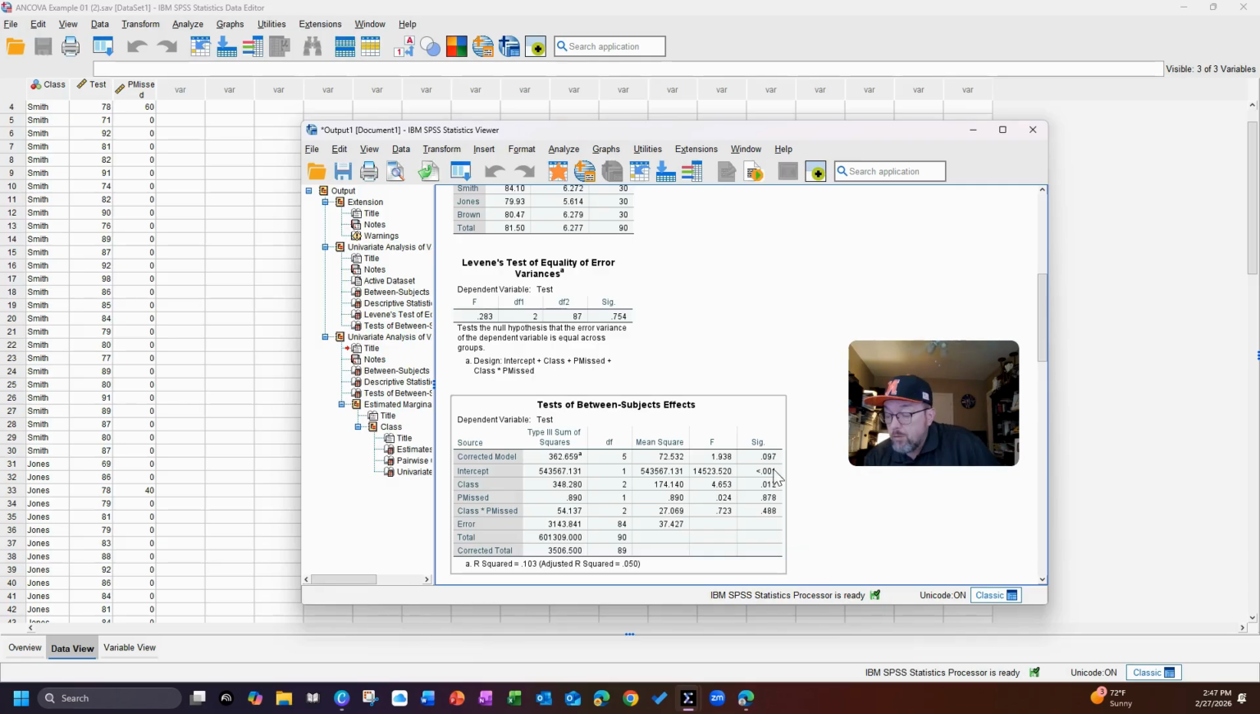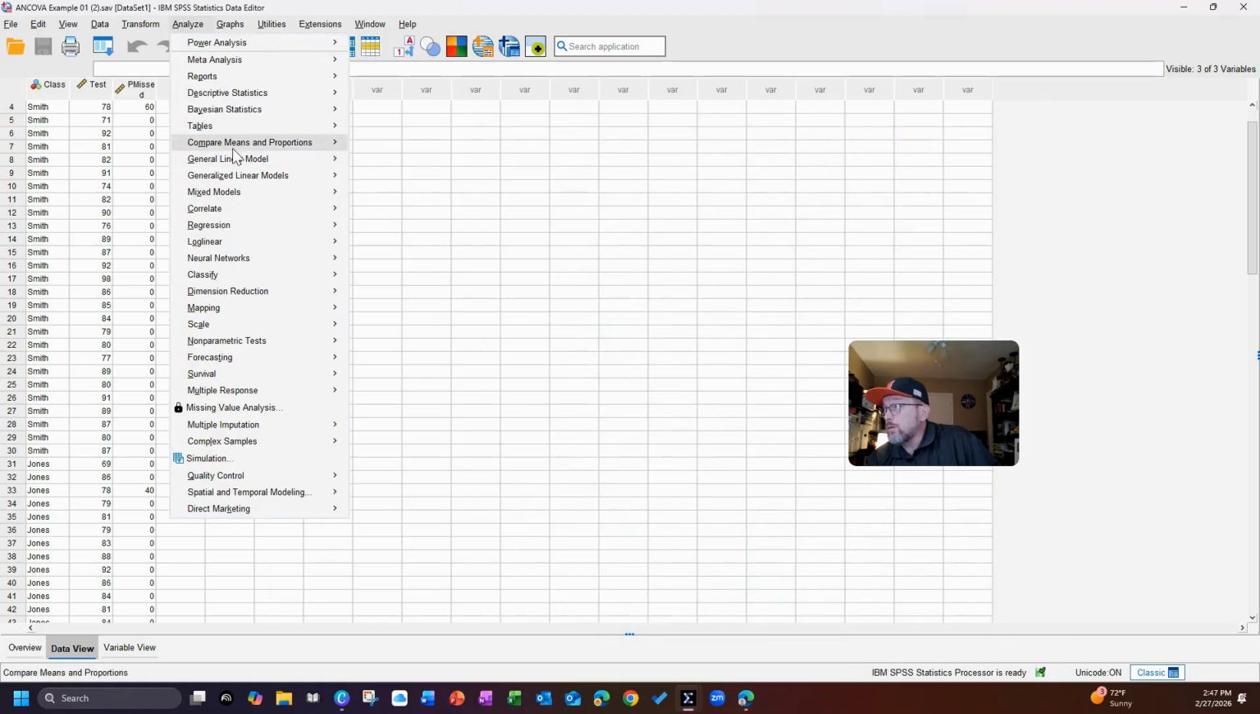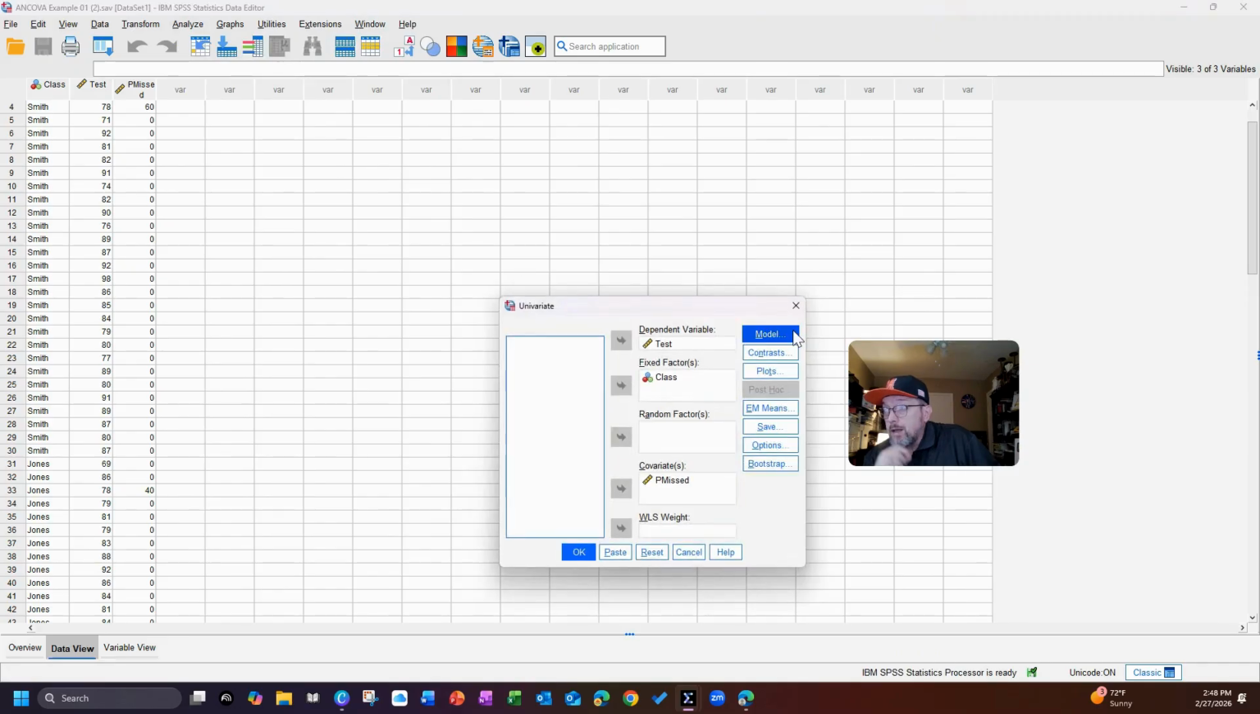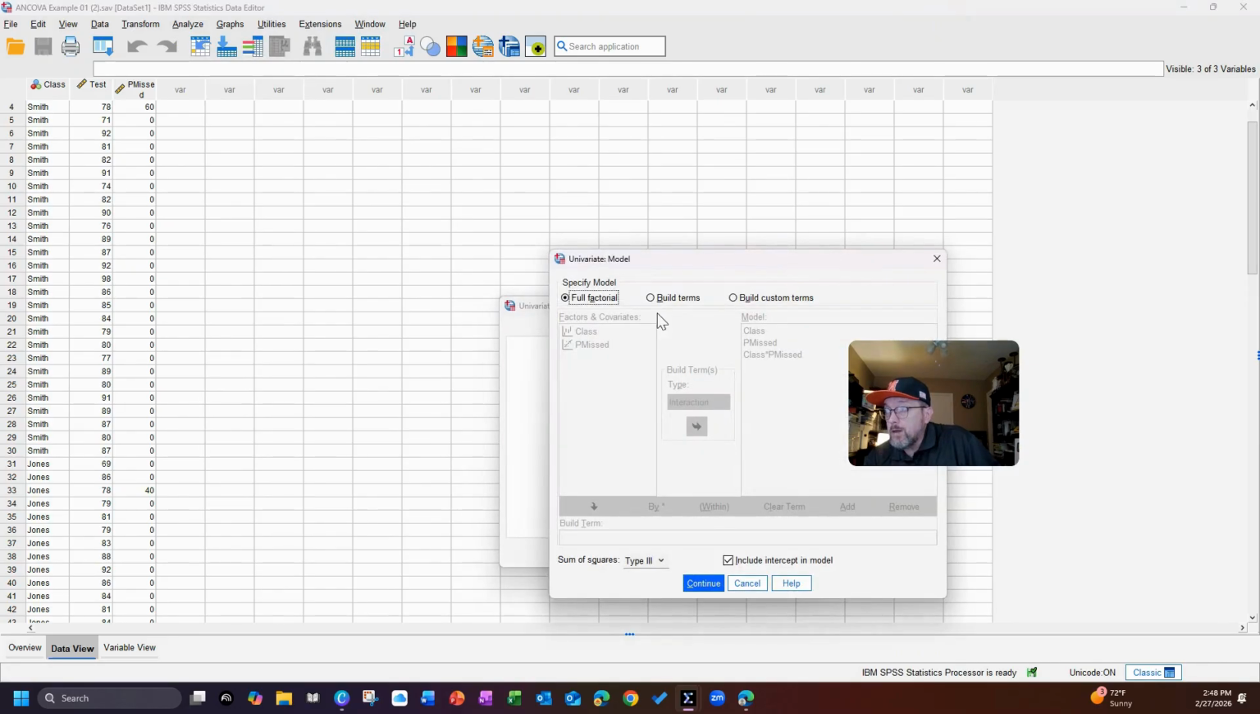So to run the full ANCOVA, I went back to Analyze. Now I went to General Linear Model. I went to Univariate. The variables stayed the same. I clicked on Model, and this time I wanted to go full factorial, so I hit full factorial. Then I hit Continue.